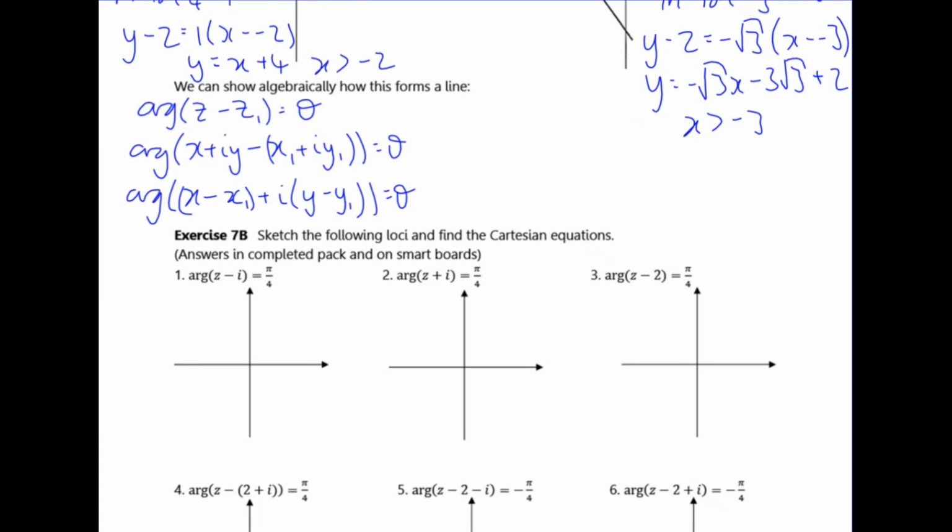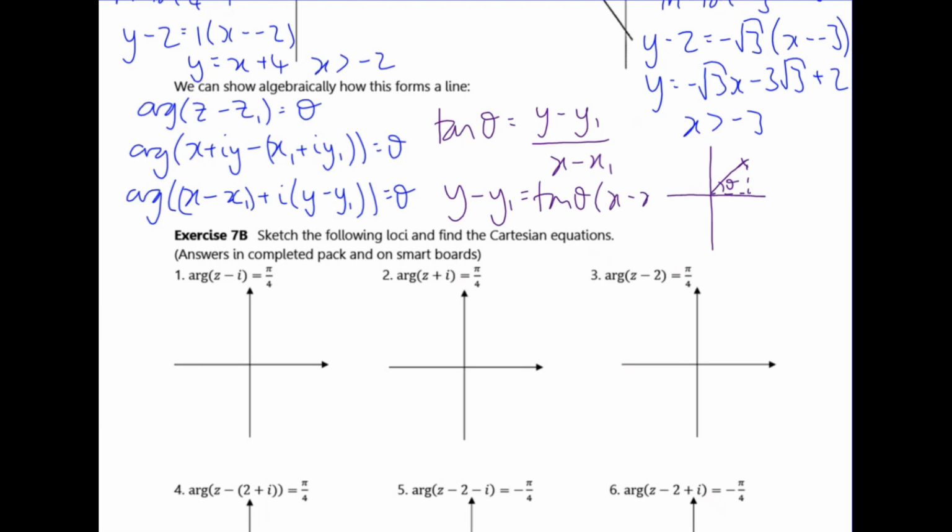To calculate the argument of a complex number, remember, if you've got a generic one here, we use trig, where y is your opposite side and x is your adjacent side. So your imaginary part is the opposite, and your real part is the adjacent. That tells us that tan of theta is opposite over adjacent, so it's y minus y1 over x minus x1. If we multiply by the bottom, that's where this all comes from.